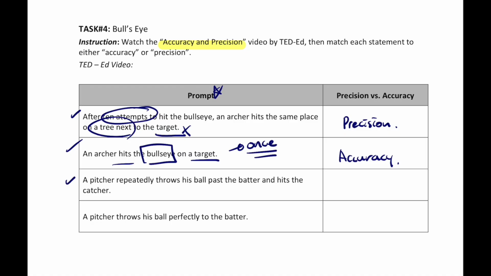Then prompt number 3, a pitcher repeatedly, which means continuously, throws his ball past the batter and hits the catcher. So he continuously throws his ball past the batter and hits the catcher, right? So it means we are not sure where the pitcher is trying to hit. We're not sure.